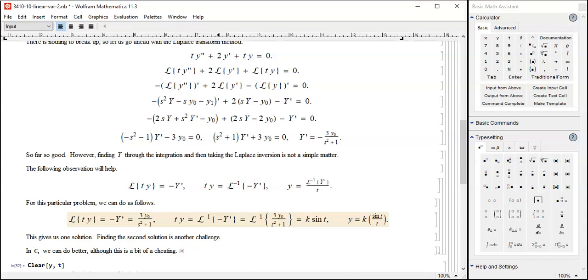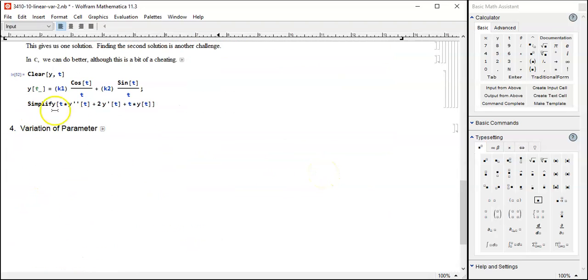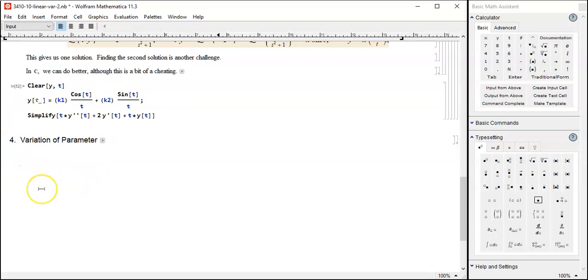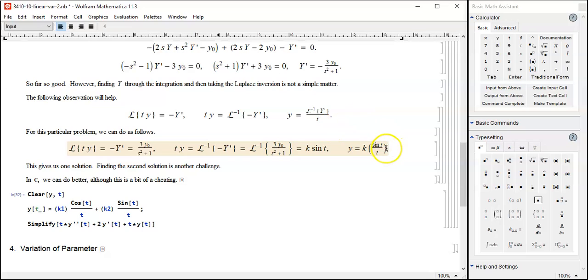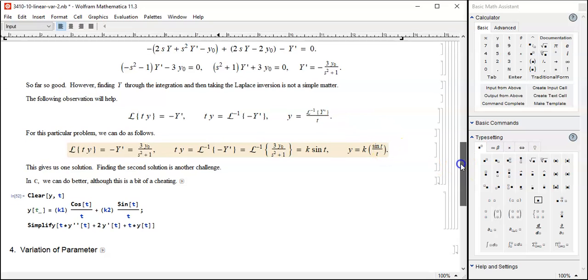As in part B, we have only one solution, because the second solution will not have a valid Laplace transform. So we can find only one solution. How do you find the second solution? That's going to be a topic of section 4. For now, let us be content with just one solution. That's all the Laplace transform method found out.